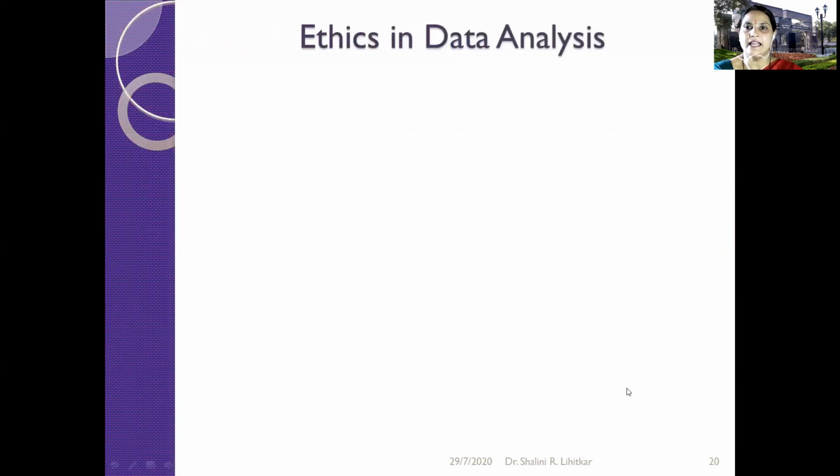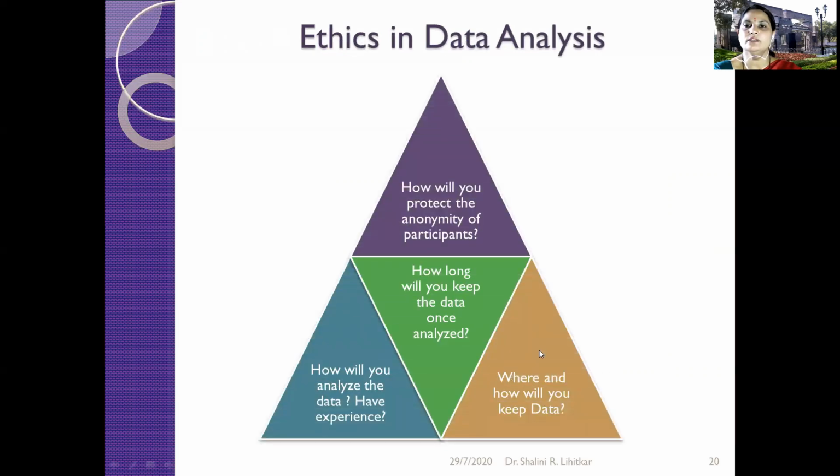Then ethics in data analysis. How do we follow ethics in data analysis? Whenever you do your analysis, you have to check four questions. First, how will you protect the anonymity of the participants? Because we may not want to show results by name, you have to maintain the anonymity of the participants. Then, how long will you keep the data once it is analyzed? You also have to decide that. Then, where and how will your data be protected? You also have to decide that.